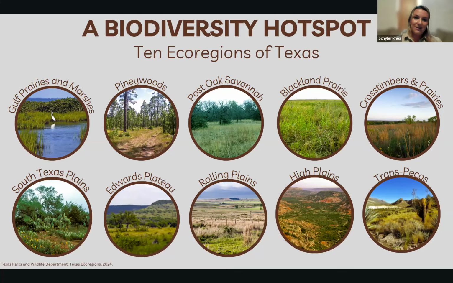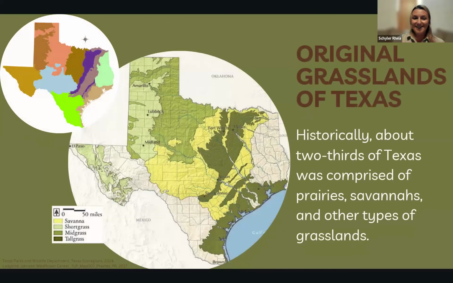Then we can go all the way down south to Texas, where you have your South Texas plains, back up to more central Texas, where you'll find your Edwards Plateau. And then going north, you'll get into your rolling plains and high plains. And then all the way far west into Texas, you get into your Trans-Pecos region. So the state is very diverse, and all of these unique ecoregions do have some grasslands that have been there. So historically, about 2/3 of Texas was comprised of prairies, savannas, and other types of grasslands.